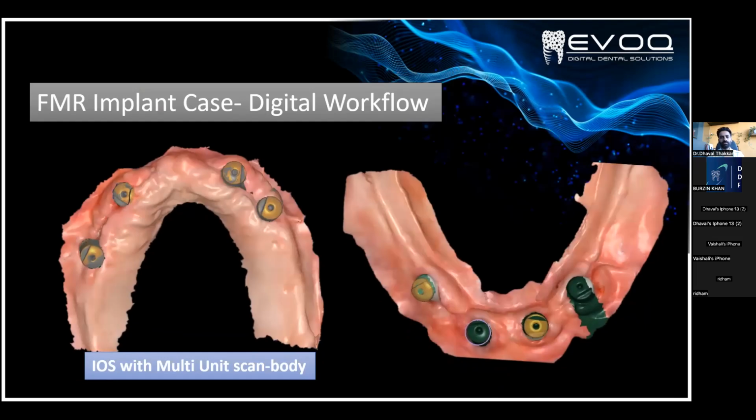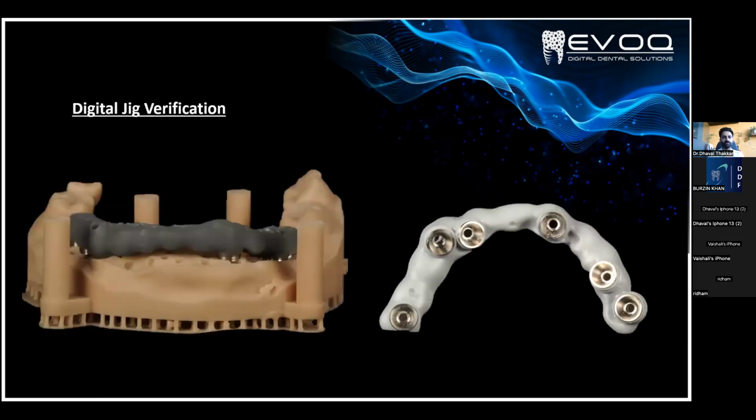So this is a complete digital workflow for the OSTEM multi-unit scan body, where we go from jig trial to the final prosthesis fitting with each and every step digitally. First the scan bodies are placed in the patient's mouth, and an upper and lower scan is carried out. So this is a digital jig verification, where we do the 3D printing of the jig as well.